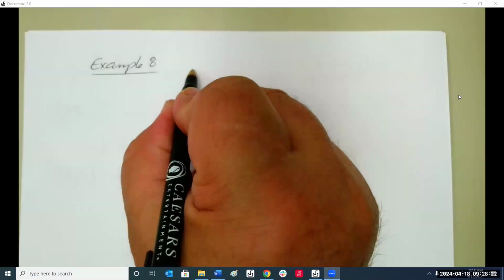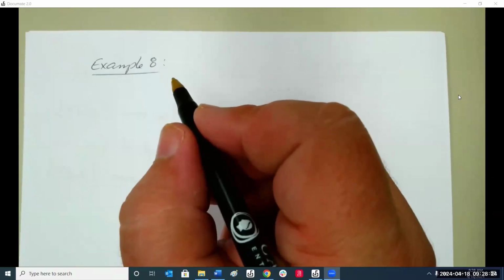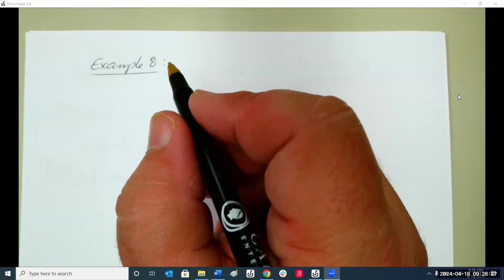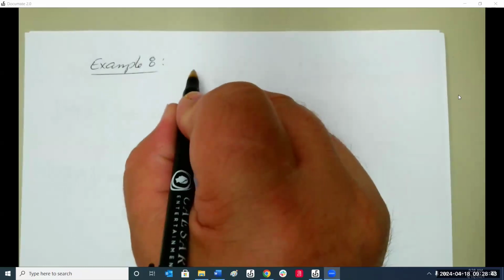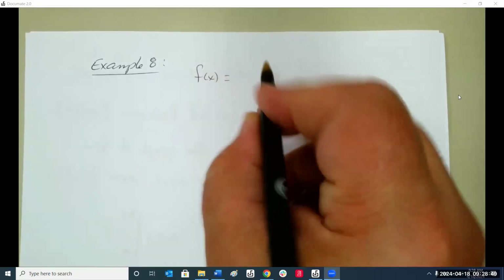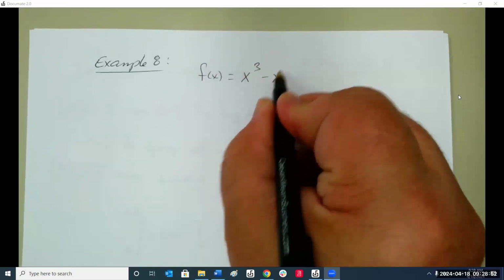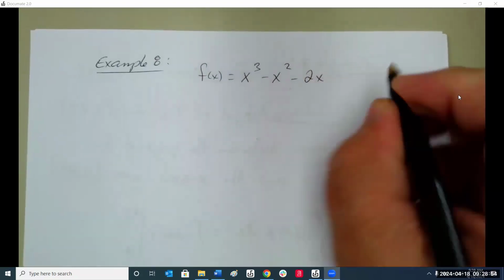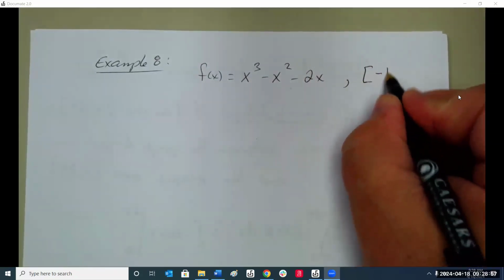Find the area of the region between x-axis and the graph. That's redundant. When they tell us to find the area between the x-axis, it's automatically, unless otherwise noted, under the graph to the x-axis, or above the graph to the x-axis if it's below the x-axis. So that's redundant. The function is going to be x cubed minus x squared minus 2x in the domain -1 to 2.